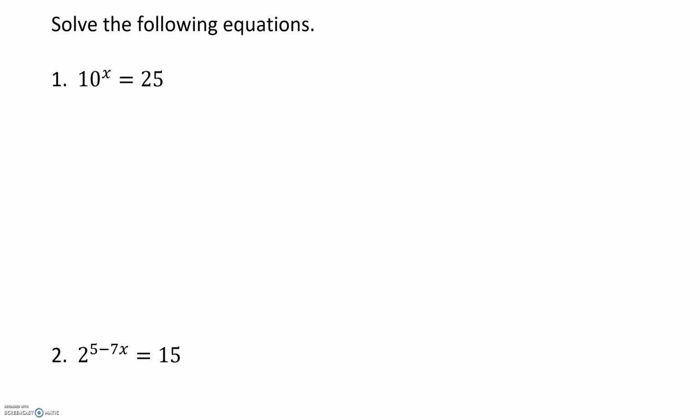In the first equation, the variable only appears in one exponent. There's only one variable, so x equals log base 10 of 25 is going to be our solution. Similarly, in the second equation, we just have one appearance of x, so we can rewrite this as log base 2 of 15 equals 5 minus 7x.